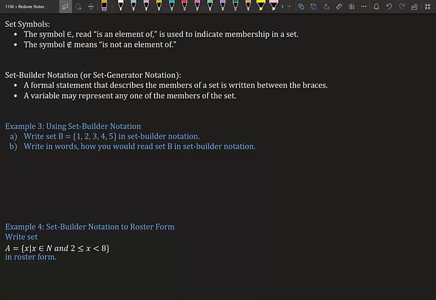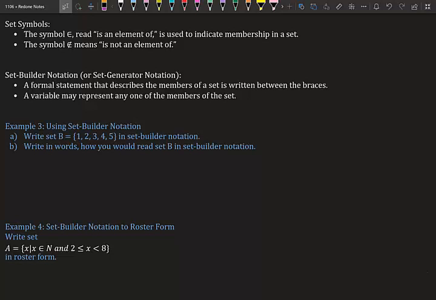Alright, set symbols. The symbol that looks like an E is read as "is an element of." So E, element, it makes sense. Math makes sense sometimes. And it's used to indicate membership in a set. The symbol with a line through the E means "is not an element of." Anytime you want to say "is not," it's usually a line. And you're going to see that through Chapter 2 and Chapter 3, how we say not in something.